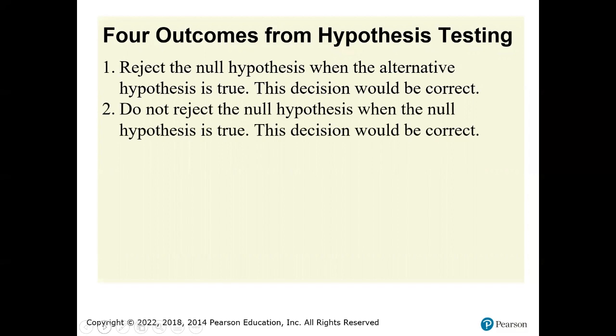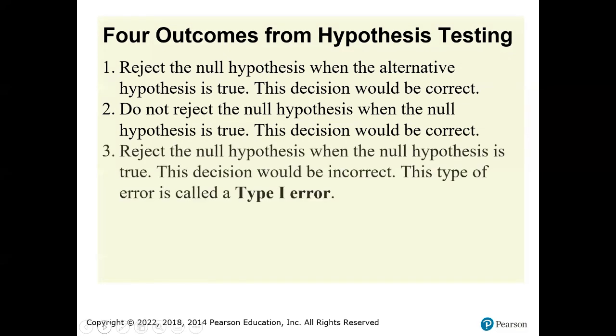We do not reject the null hypothesis when the null hypothesis is true. This would be correct. We run the test, and we do not have enough evidence to show that anything has changed. So at that point, we cannot make our new claim. We are not going to get rid of our null hypothesis, and that would be correct.